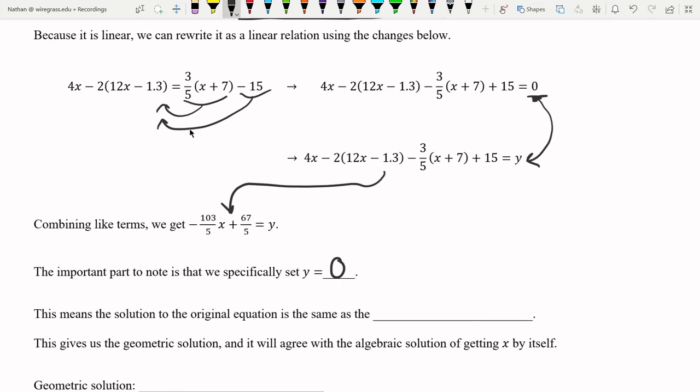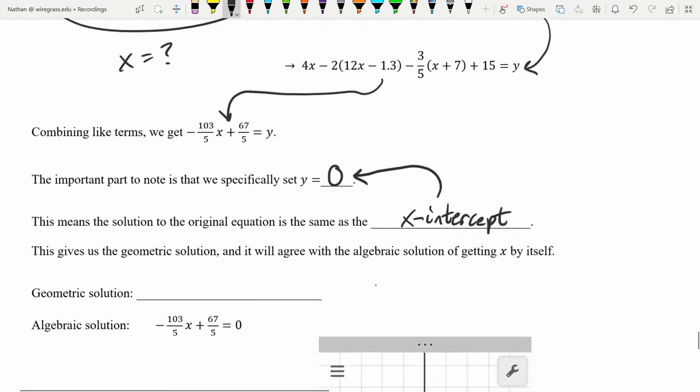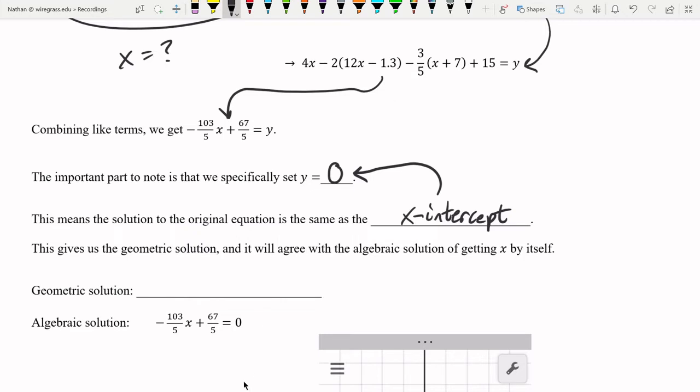that means the original solution to this statement here, the actual solution x equal to something, is the same thing as the x-intercept. That's because when y equals 0, we have an x-intercept, and we specifically set y equal to 0. And so this gives us a geometric solution. If we solve it either way, the geometric way, finding the x-intercept, or solving the linear equation as we normally would by getting the variable by itself, we should get the exact same answer.